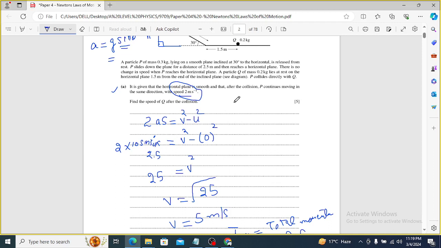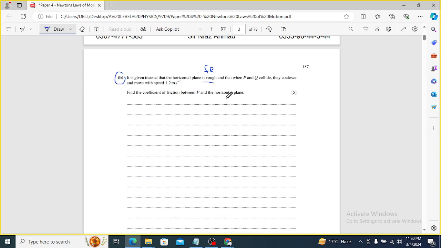Now the surface is rough. If the surface is rough, there is friction. Find the coefficient of friction between P and the horizontal plane, and the bodies coalesce. Coalesce means they stick together. After collision, the bodies stick together.